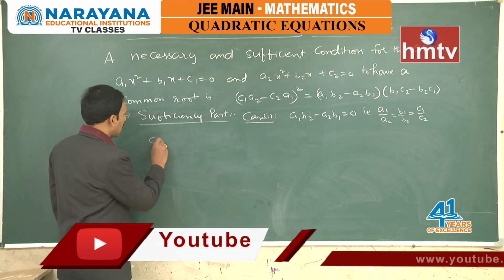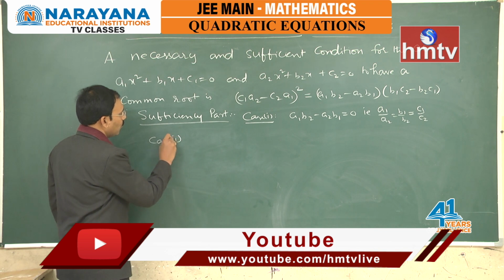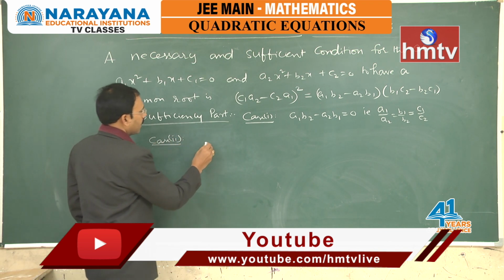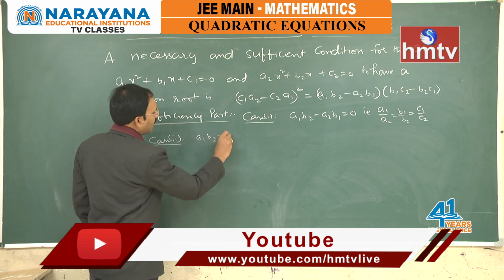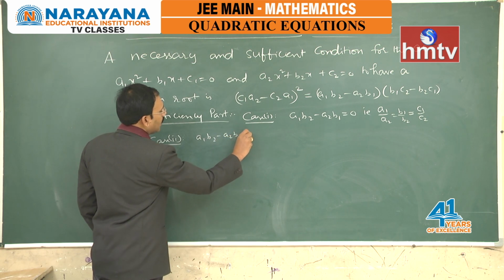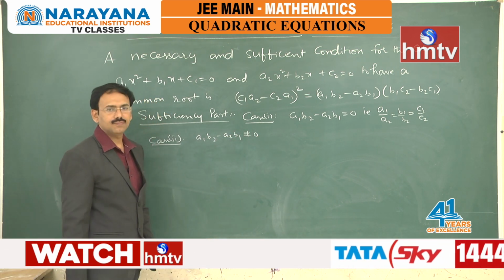Now, let us take up case 2, where a1 b2 minus a2 b1 is not equal to 0.